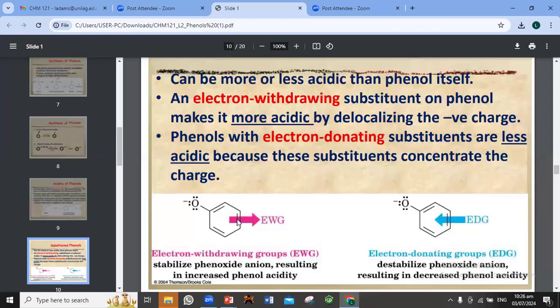If you have a group on the benzene ring, an electron donating group pushes electrons to the ring. Now, how does that electron withdrawing affect it? You know that the OH here, although they are not showing the hydrogen.